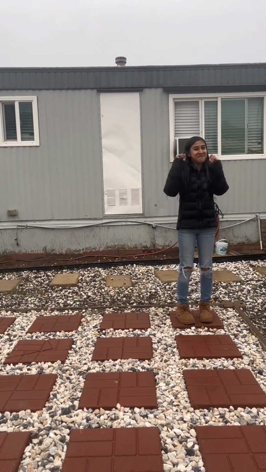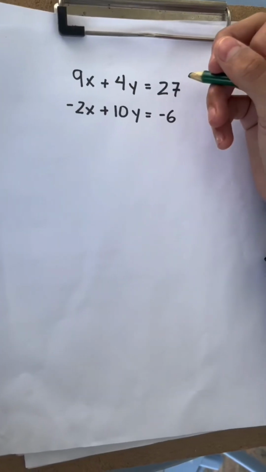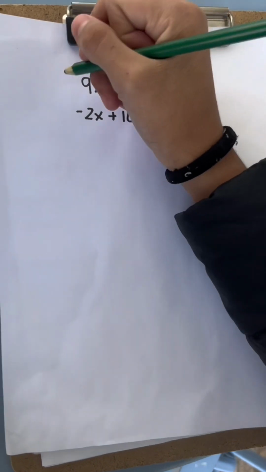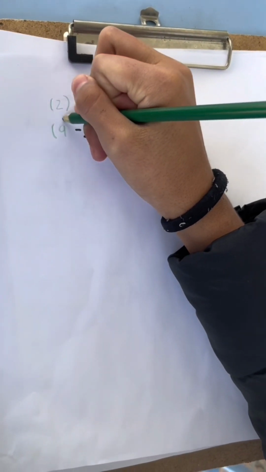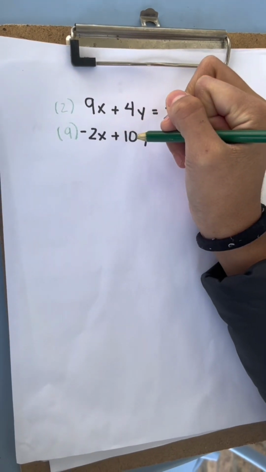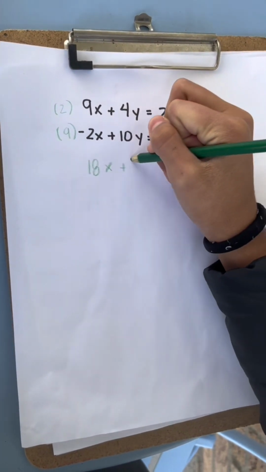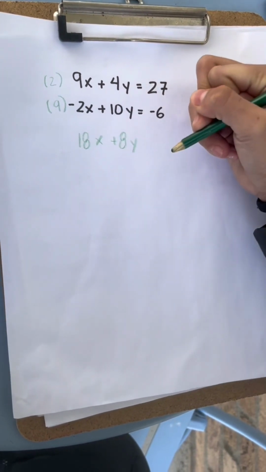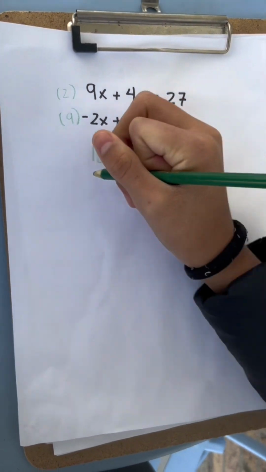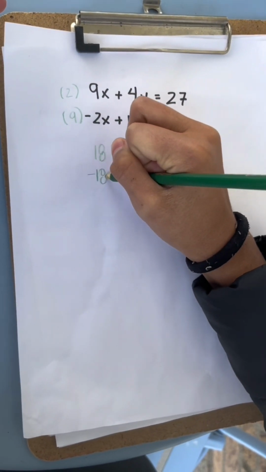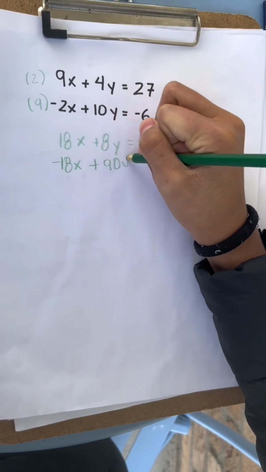Now Crystal's turn. She gets the first block right. Duh. First, what you have to do is, she got the second one wrong. She forgot. And then multiply the second equation by 9. And then you just have to multiply it by each number. So 18x plus 8y equals 54. And for the second one, it'd be -18x plus 90y, and then that equals -54.